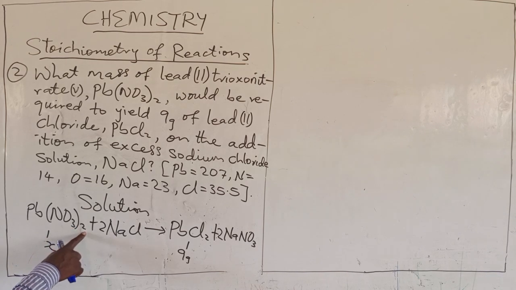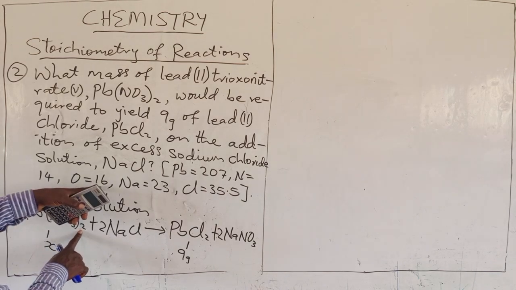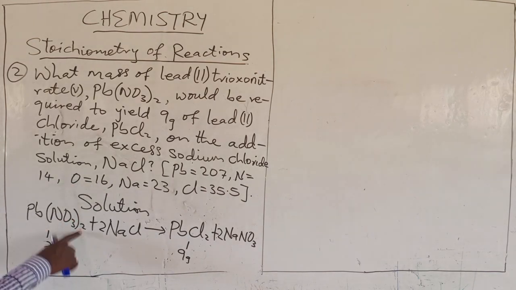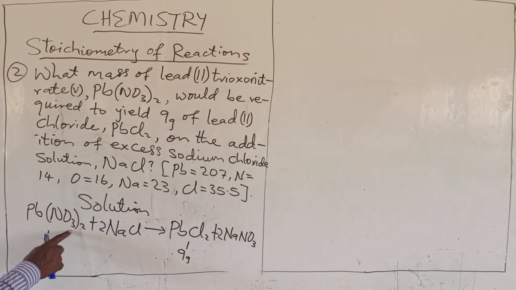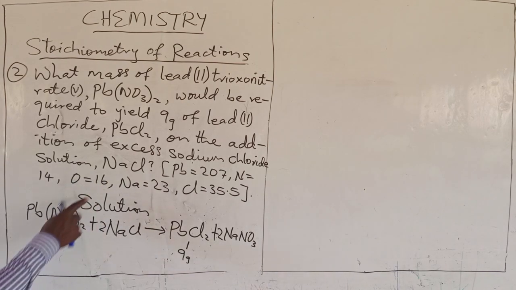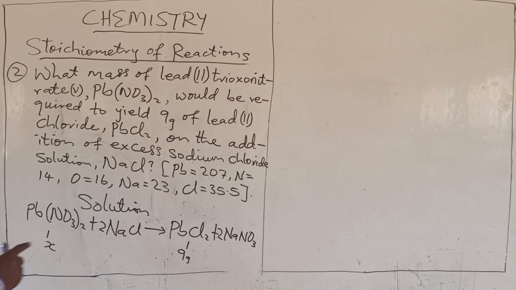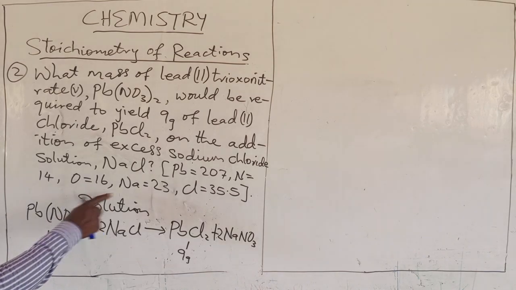This is 3. 3 times 2, 6. Remember they said oxygen is what here? 16. Mass of 1 atom of oxygen is 16. But you have 6 atoms of oxygen in this place. So multiply this by that 6. So 16 times 6 gives you 96.